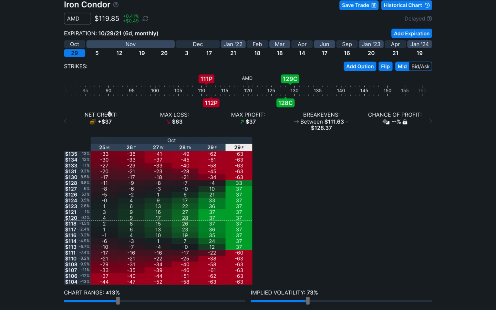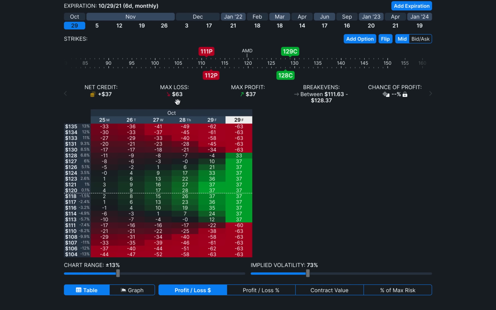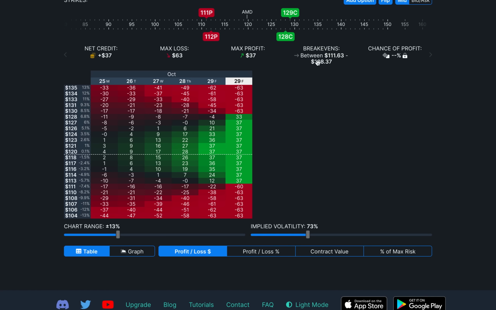So we're getting a credit, $37, which is also our max profit. Max loss is 63. So not the greatest risk to reward, but again, there's a high probability that this will be profitable. And so here's kind of what it looks like. Break evens are between 111.63 and 128.37. And again, the best thing about the iron condor, the reason you'd want to use this strategy for earnings, is because you actually benefit from IV crush, right? And we can actually see this because there is an IV slider here on the bottom right for OptionStrat.